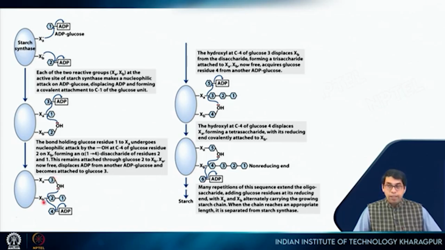Now the reverse attack happens. So this will attack here, and 2, 1 will get shifted here. See, 3, 2, 1, and 4 comes here, right? So it will keep on oscillating like this, and the chain will grow on these two sites. So here it is in site B, gets shifted to site A, then again gets shifted to site B, right? So many repetitions of this sequence extend the oligosaccharide, adding glucose residues at its reducing end.